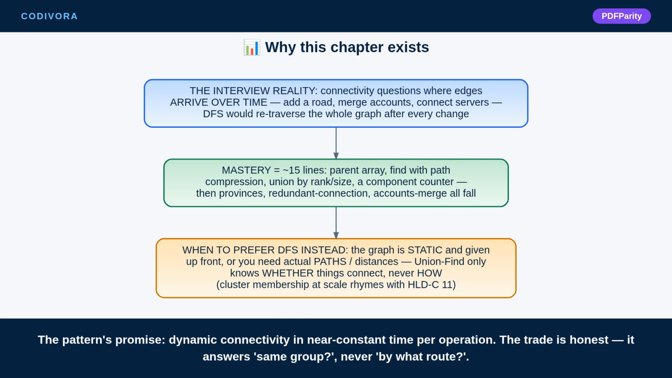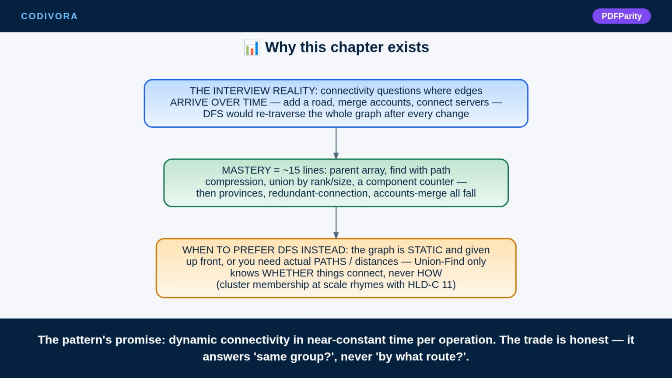Next, mastery equals 15 lines. Parent array, find with path compression, union by rank or size, a component counter. Then provinces, redundant connection, accounts merge, all fall. Next, when to prefer DFS instead: when the graph is static and given up front, or where you need actual paths or distances.